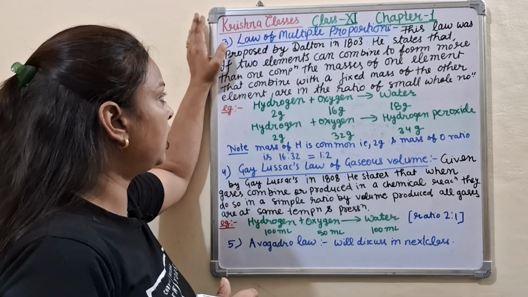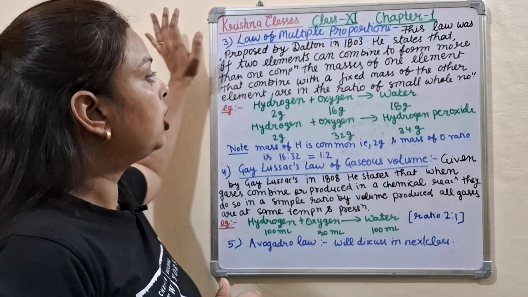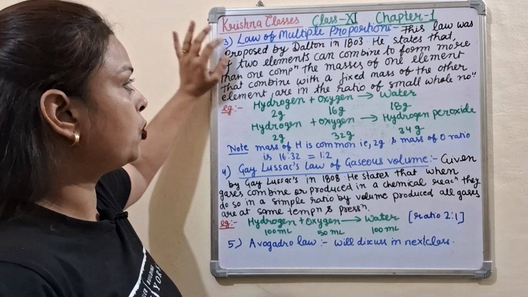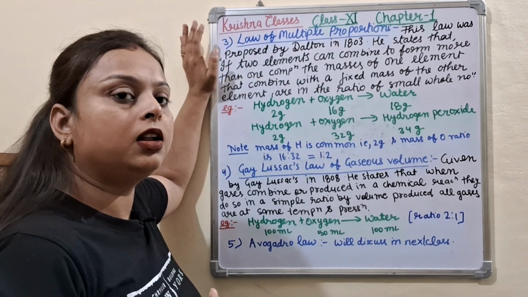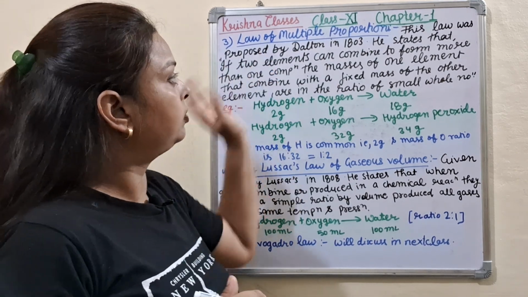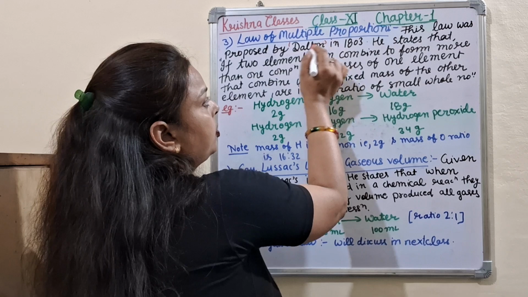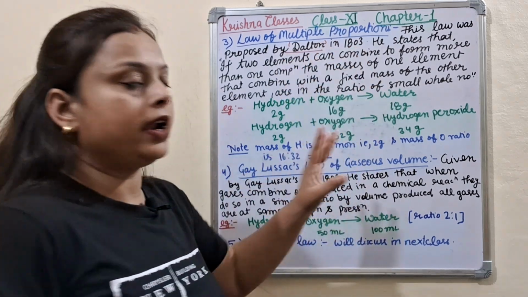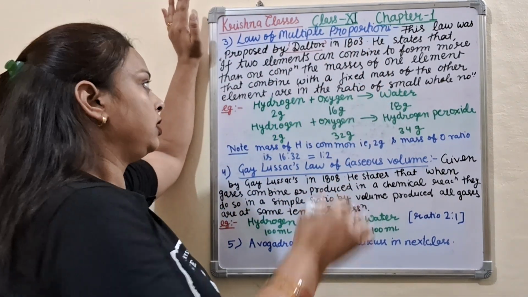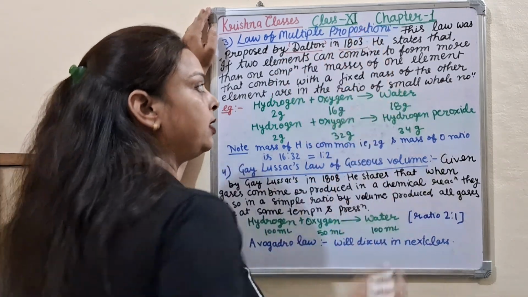Here is the third law. What is the third law? Law of multiple proportion. Law of multiple proportion is the third law of chemical combination. This law was given by Dalton in 1803.